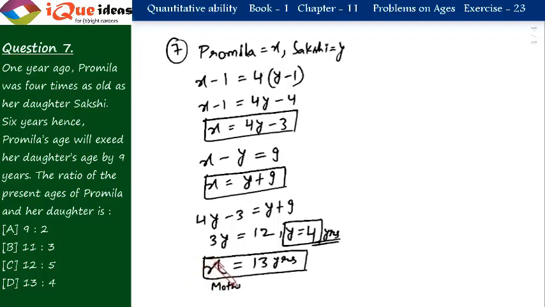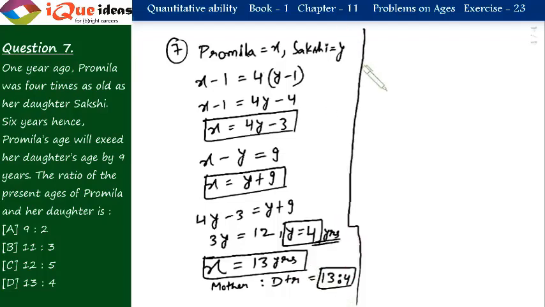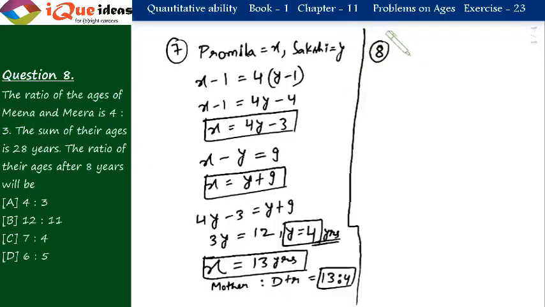But anyway, for the sake of the question, the ratio of the present ages of mother and daughter, Pramila and daughter, would be equal to 13:4. So for the sake of solving the question, the answer is 13:4, though practically it is not possible. Alright.